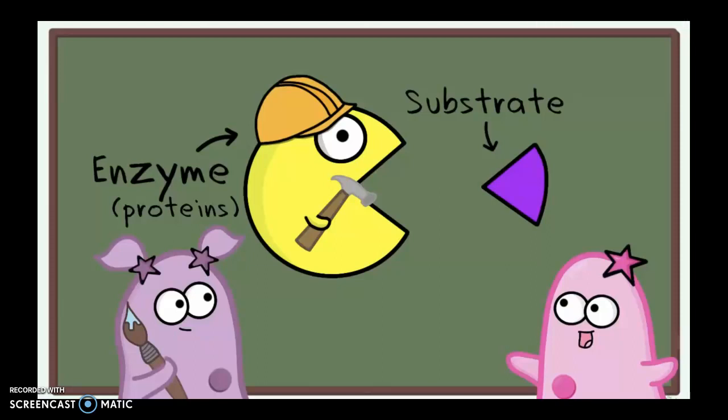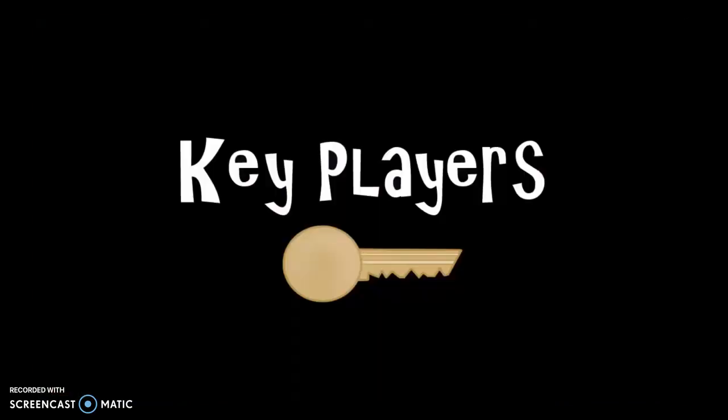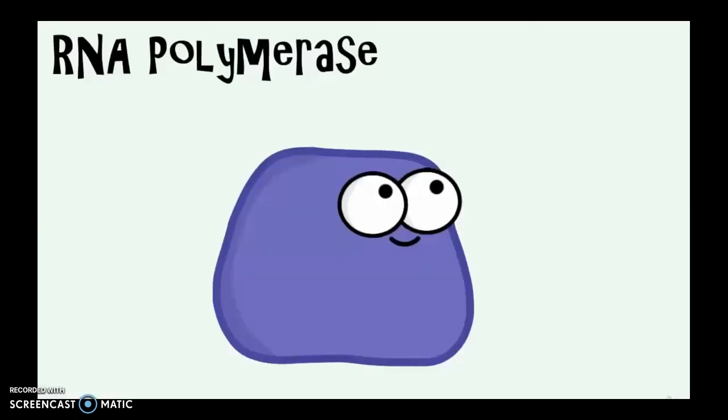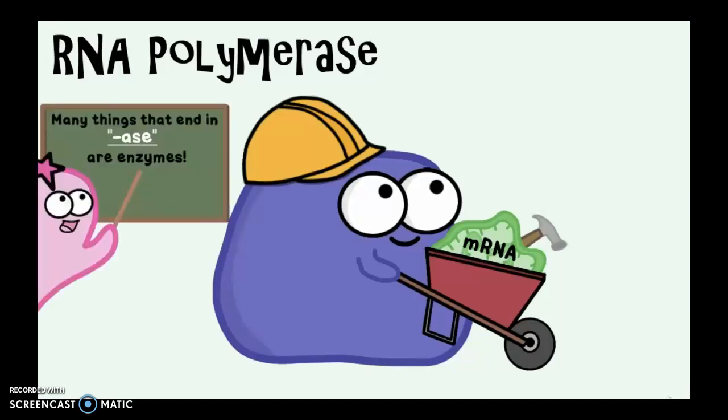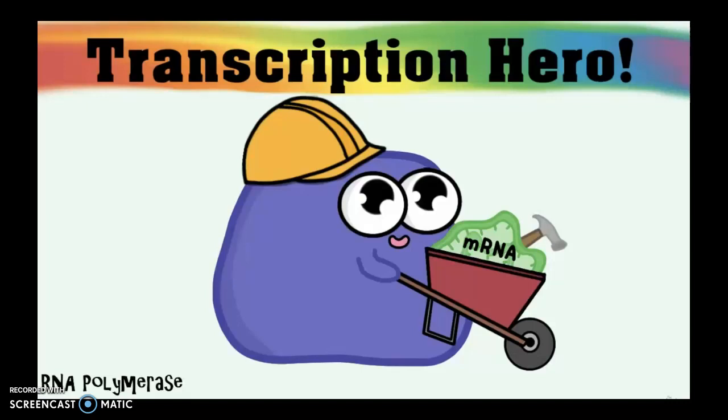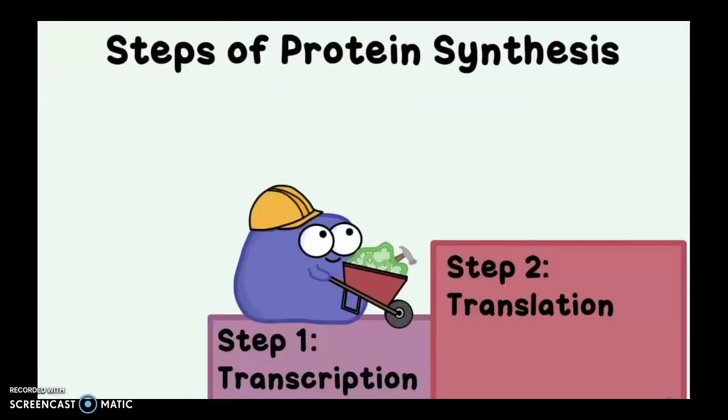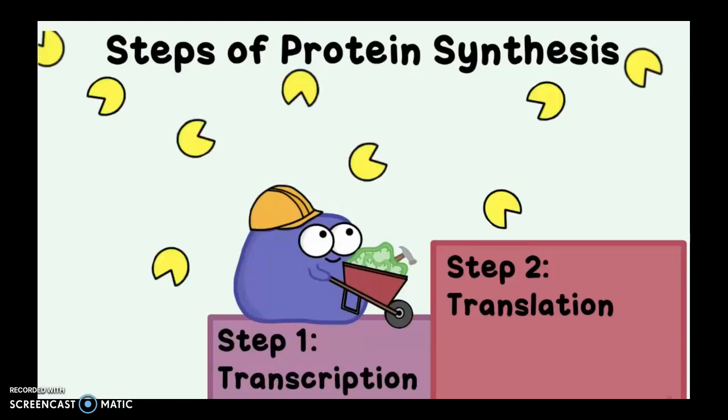Now let's talk about some key players in an operon so that we can see some gene regulation here. First, RNA polymerase. It's a builder enzyme, actually, because RNA polymerase is an enzyme. In biology, a lot of enzymes end in that ASE. RNA polymerase is needed in order to start transcription. Remember that transcription and translation are steps in protein synthesis. Protein synthesis means to make proteins, enzymes in this case.